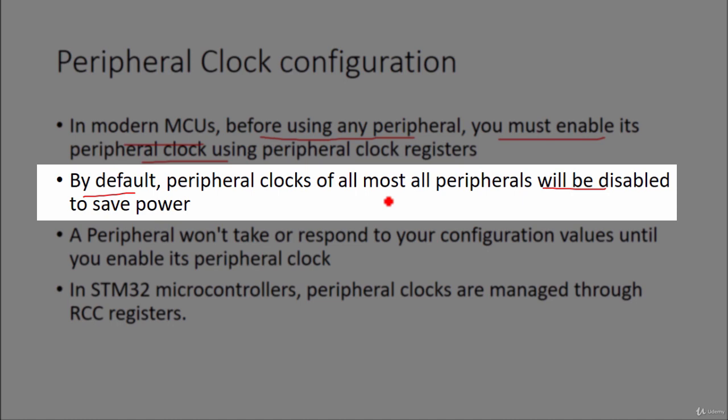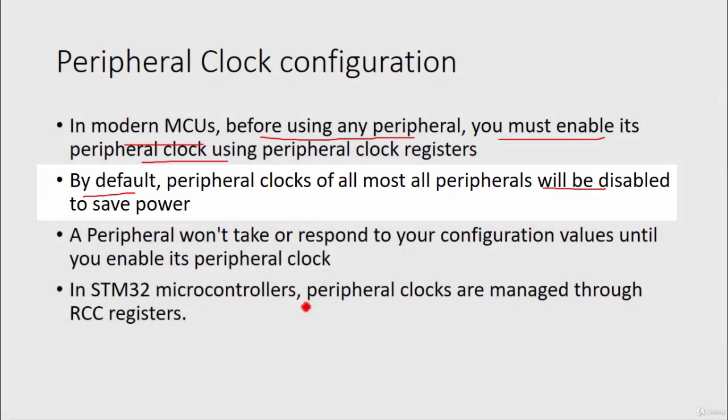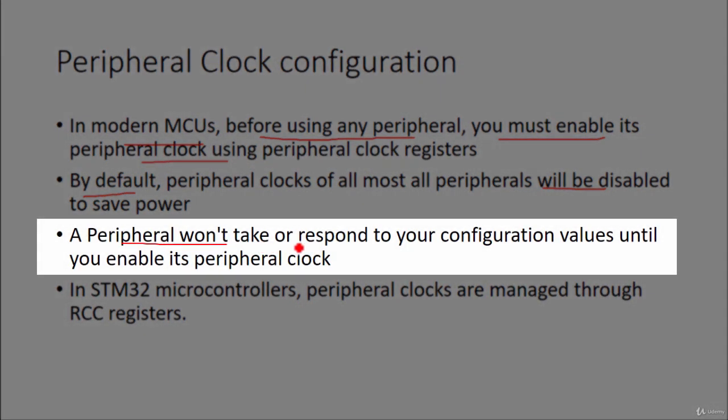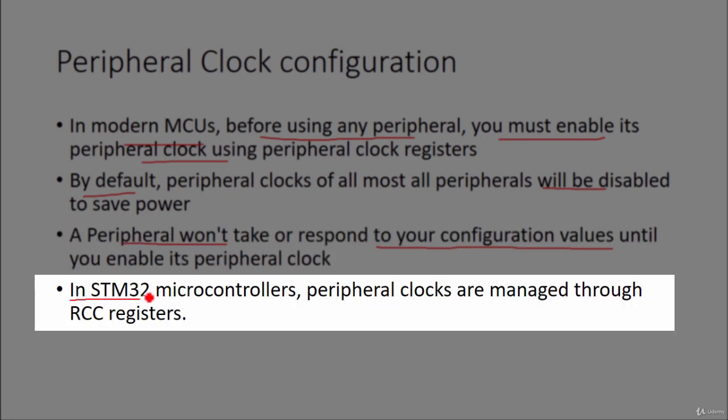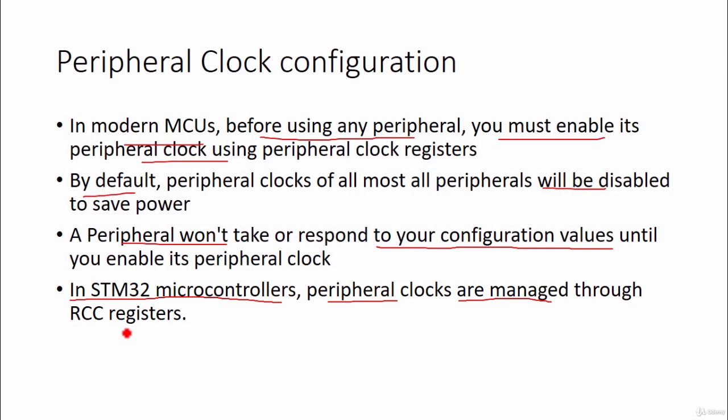So before you start working with any peripheral, you have to enable its peripheral clock. The peripheral won't respond to your configuration values until you enable its peripheral clock. And in STM32 microcontrollers, peripheral clocks are managed through RCC registers. In the STM32 microcontroller, there is an RCC peripheral. That is actually a system peripheral, and it is used to manage clocks for various domains of the microcontroller.